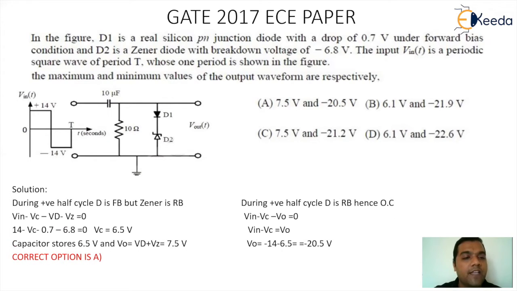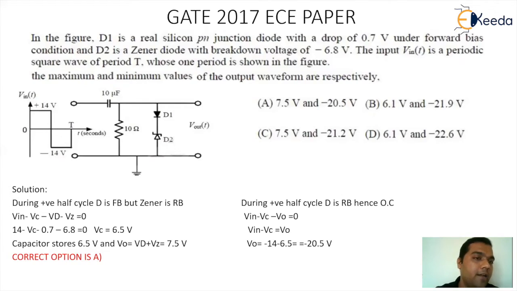During the positive half cycle, the diode D1 is going to be forward biased and the Zener is going to be reverse biased. Because of this, I can apply KVL to the loop: Vin minus Vc minus Vd minus Vz is equal to 0. So you will get the value of Vc as 6.5 volt, by substituting the input as 14, the drop across the diode as 0.7, and the Zener voltage for reverse bias as 6.8. Solving, you get 6.5.